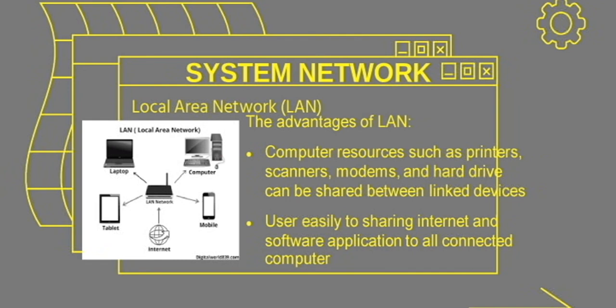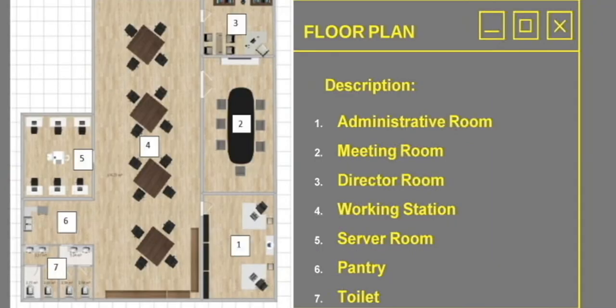The advantages of using LAN are that computer resources such as printers, scanner, modem and hard drive can be shared between linked devices, and this type of network can lower the cost of hardware. Besides that, LAN makes it easy for users to share internet and software applications to all connected computers. Here is an example of a floor plan for our record center. We have an administration room, meeting room, director room, working station, server room, pantry and toilet.